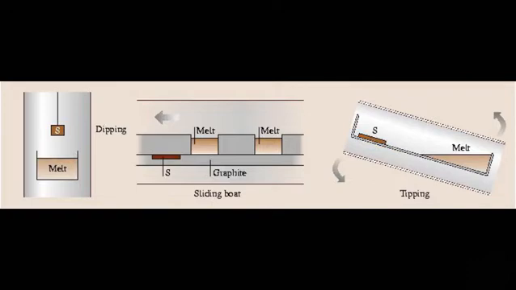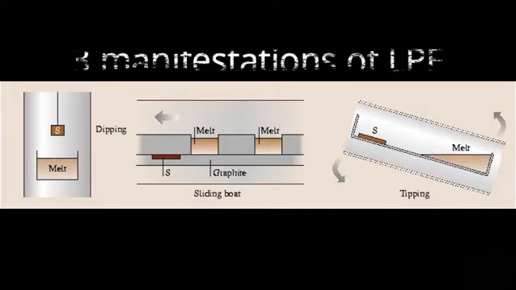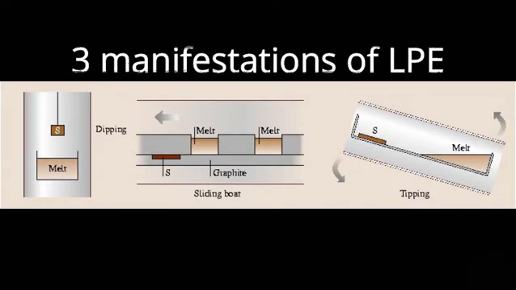LPE, or liquid phase epitaxy, is growing epitaxial layers on a substrate by direct precipitation from the liquid phase. It consists of three manifestations of the LPE technique, which are realized in the form of tipping, dipping, and sliding boat. We will focus on the most famous one, which is the sliding boat.